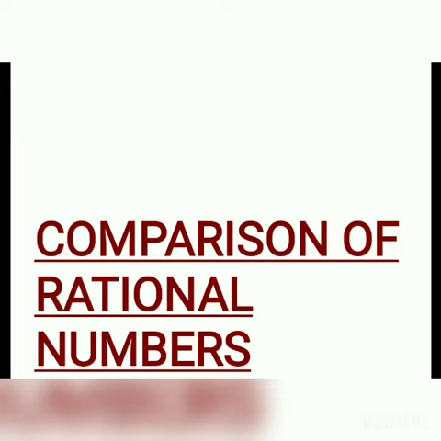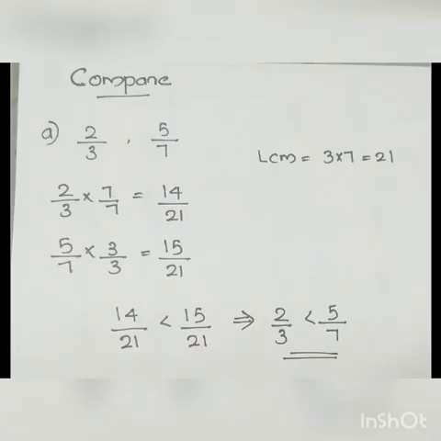Next, how to compare rational numbers. You know how to compare two fractions, isn't it? The same concept we are using here. For comparing, if two fractions are unlike fractions, that means fractions with different denominators, how can we compare? We compare by finding the LCM, making the fractions into like fractions and then comparing. The same applies if both the fractions are positive rational numbers. Here 2 by 3 and 5 by 7 are positive rational numbers, so we are comparing by the normal method. That means finding the LCM, making the fractions to the same denominator, then comparing.